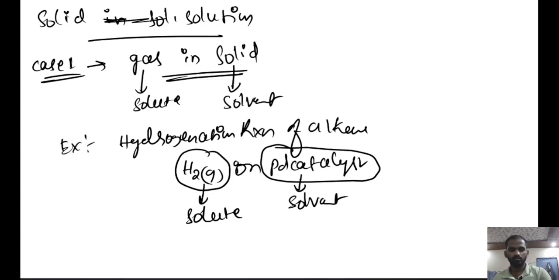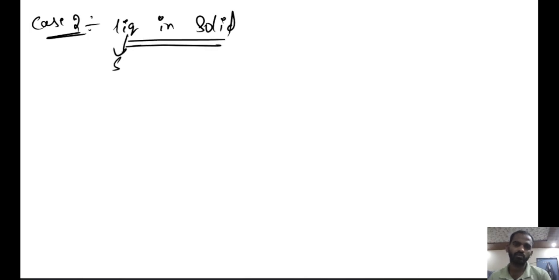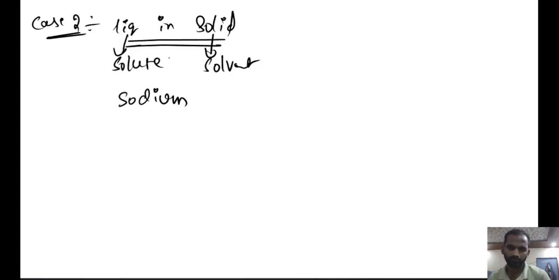Okay. So next, one more case, case number 2, that is liquid in solid. Liquid is the solute here and solid is the solvent. What is the example for this? Liquid in solid. In dentistry they use gold amalgam, or we can take simple sodium amalgam. Sodium amalgam.